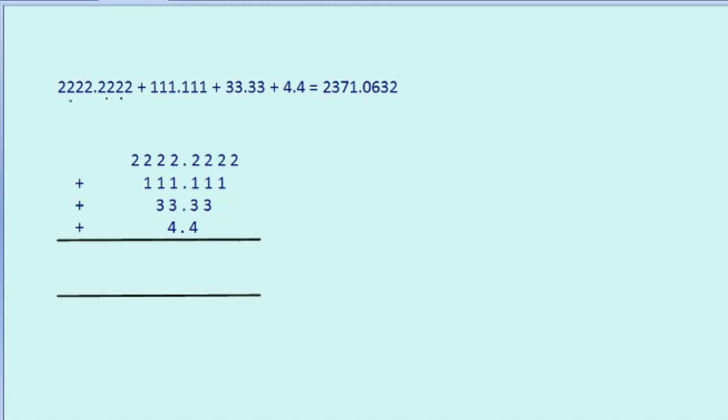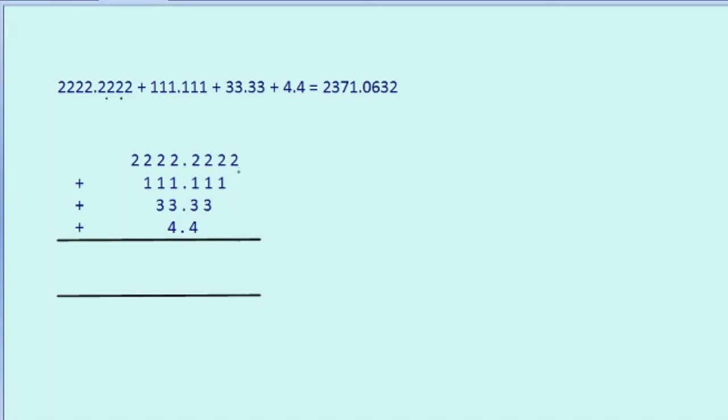First we write our first number, 2222.2222. Then 111. So we write the units place just below the units place, tens place just below the tens place, hundreds number just below the hundreds place. In the same way we write them here. Here we are starting the units place from the right side. Here we will start from the left side. Okay, then we write 33.33 and then we write 4.4.